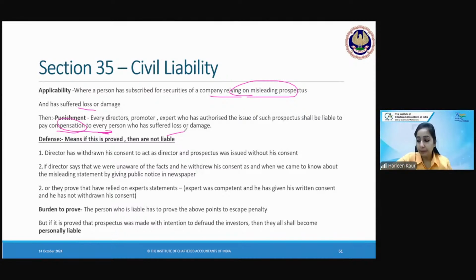Mr. A is the investor. He relied on ABC Limited. There was a company that has issued a misleading prospectus. It has omitted statements and not disclosed facts. Mr. A, the investor, invested in the shares of this company at the time of IPO, so from the primary market.